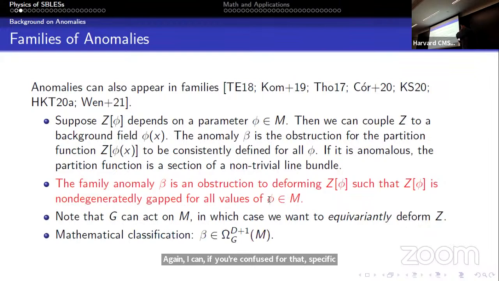And I just want to say again, to compute this mathematically, if I think about this as a cohomology theory, then beta lives in this cohomology, taking value in this parameter. So that's basically all the anomaly review that we need. Are there any questions?